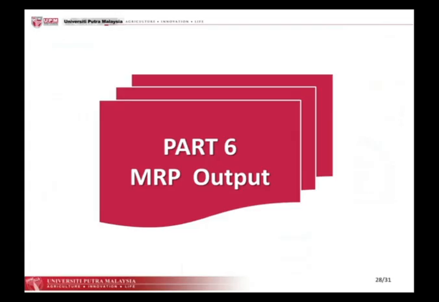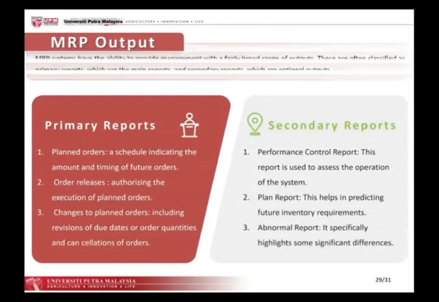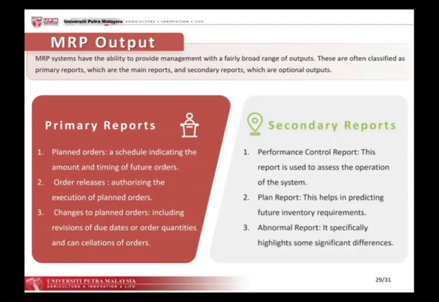Okay, part 6 is MRP output. The MRP output is mainly divided into 2 parts: primary report and secondary report. The primary report includes planned order releases and changes to the planned orders. The secondary report includes performance control report, plan report, and abnormal report.